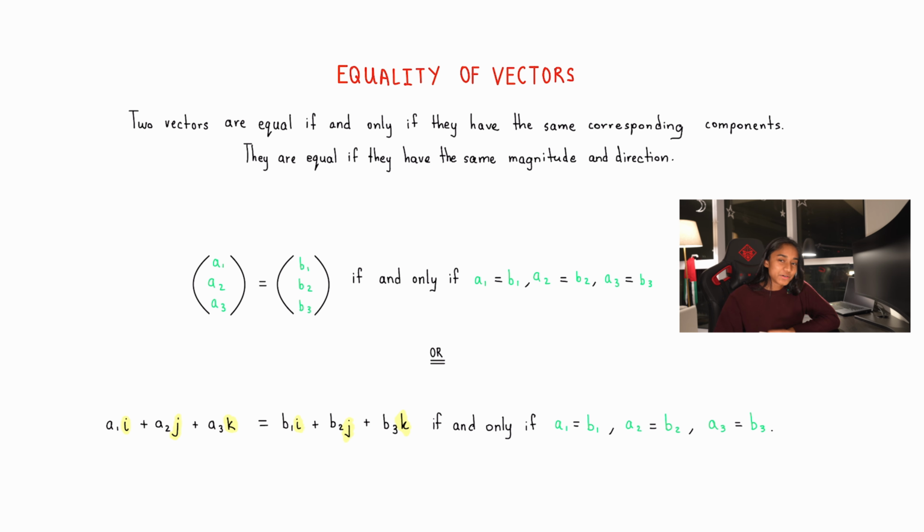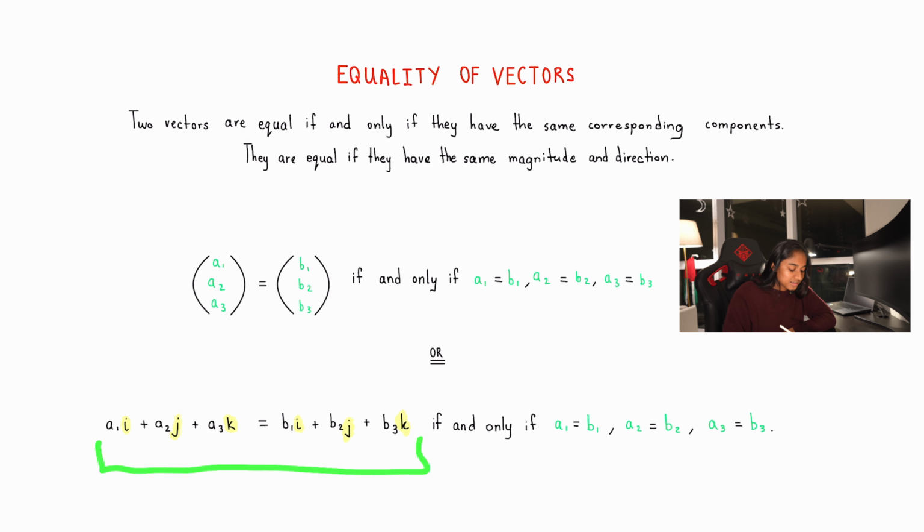And finally, we're going to learn about the equality of vectors property. So we know that two vectors would be equal to each other if their corresponding components are equal. So they are equal if they have the same magnitude and direction. Okay, so we're going to say that these two vectors would be equal to each other if and only if a1 is equal to b1, a2 is equal to b2, and a3 is equal to b3. They would only be equal if those corresponding components are equal to each other.